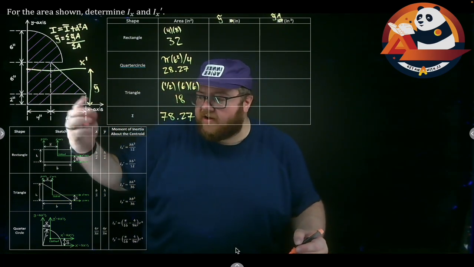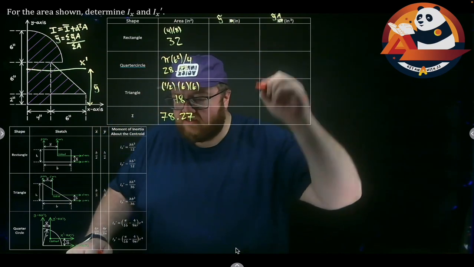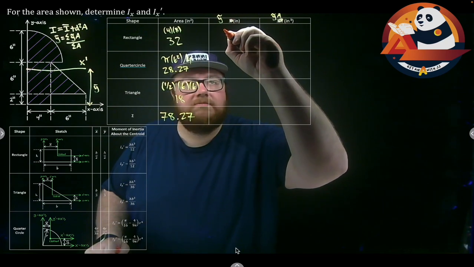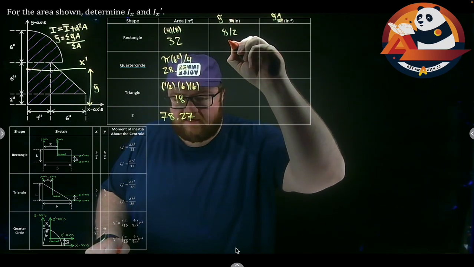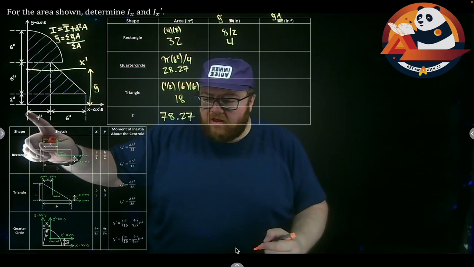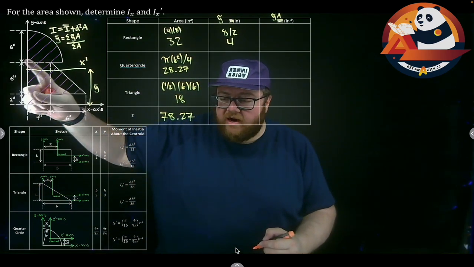2 plus 8 divided by 2, 8 halves. 2 plus 6 divided by 2. 2 plus 6 is 8 divided by 2. 8 halves is 4. For the quarter circle, I need to first get where it starts.